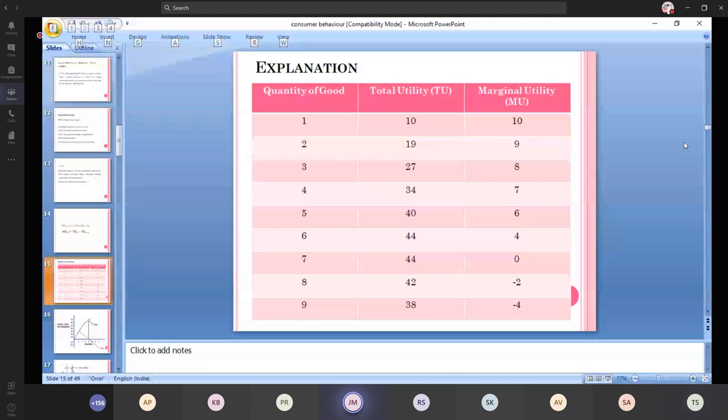Why is there no increase or decrease in the total satisfaction level? Because the 6th and 7th products are basically the same. So he is continuously purchasing 6 units of the same commodity, and while purchasing the 7th one, he doesn't have any satisfaction. So it's a common thing. There is no satisfaction level for the 7th unit.